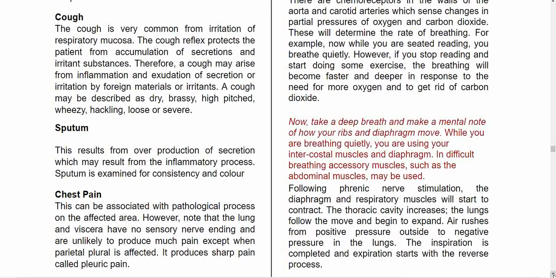Following a phrenic nerve stimulation. The phrenic nerve is a nerve which is found in the diaphragm. So the diaphragm and the respiratory muscles will start to contract. Then the thoracic cavity increases, the lungs follow the move and begin to expand. Air will rush from positive pressure outside to negative pressure in the lungs. And that inspiration is complete, and expiration starts with the reverse of the process.